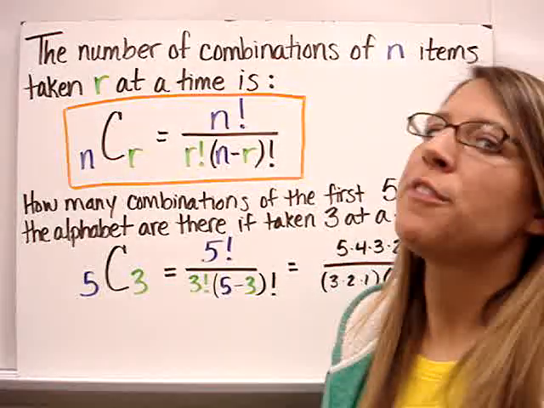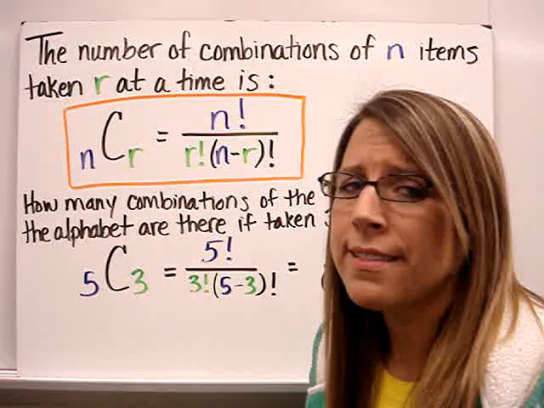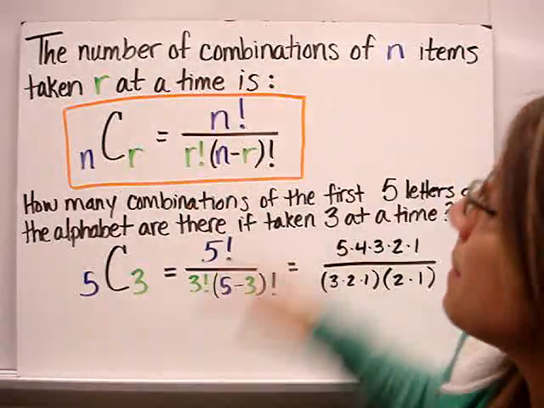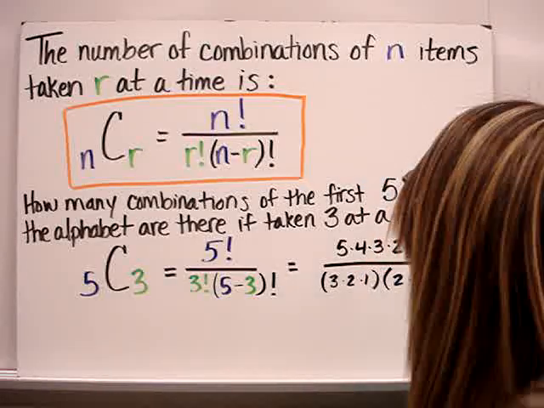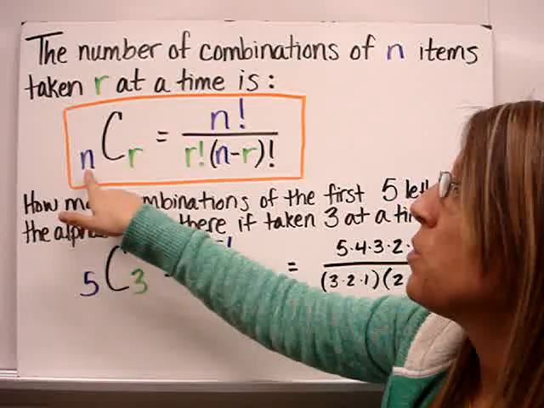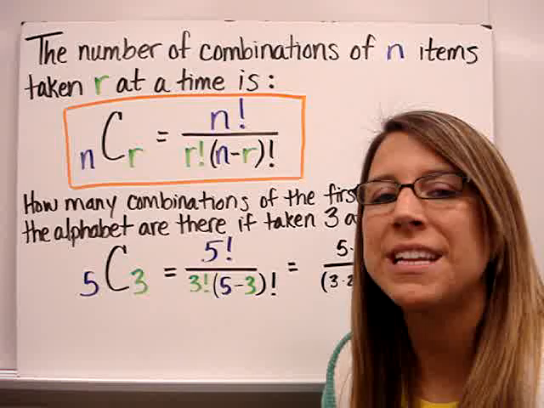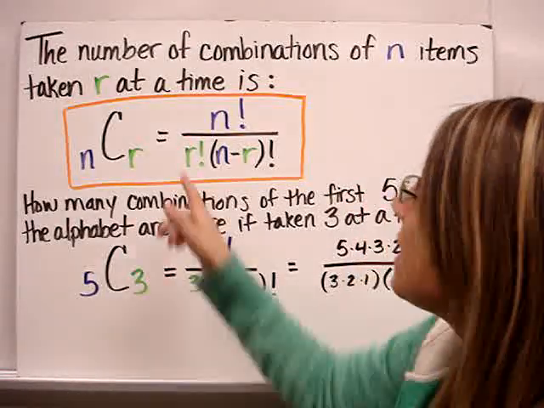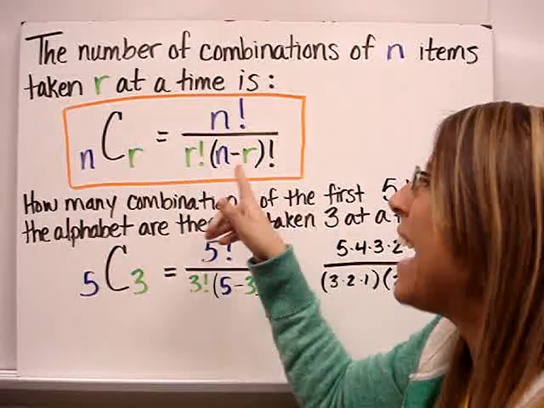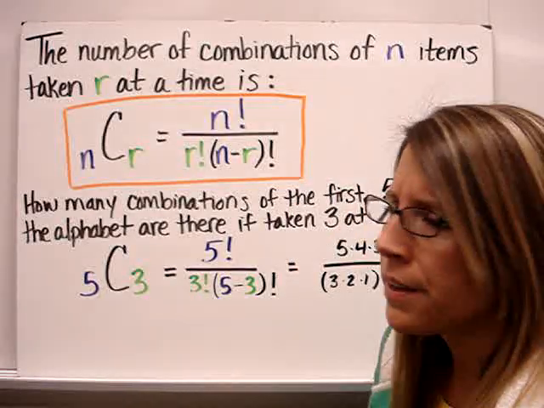So the formula for finding a combination is slightly more complicated than that of a permutation, but we will talk through it. The number of combinations of n items taken r at a time, we would write it as nCr. Permutation was with a P, combination is with a C. It's going to equal n factorial divided by r factorial times the quantity of n minus r factorial.